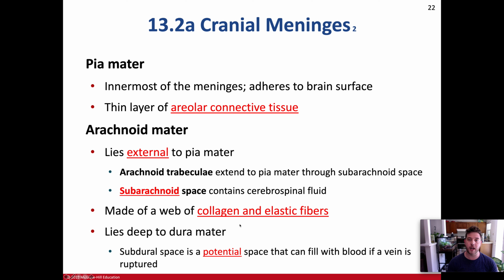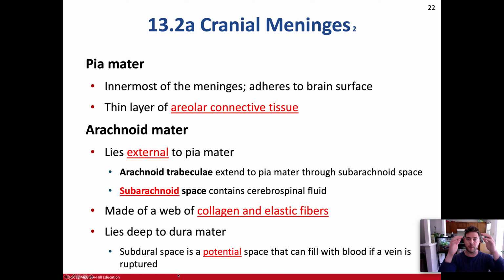It is made of collagen and elastic fibers. So compared to the areolar connective tissue, collagen and elastic will give it a little bit more structure, a little bit more hardiness. It is deep to the dura mater, which is the most external one. And in between those is called the subdural space.